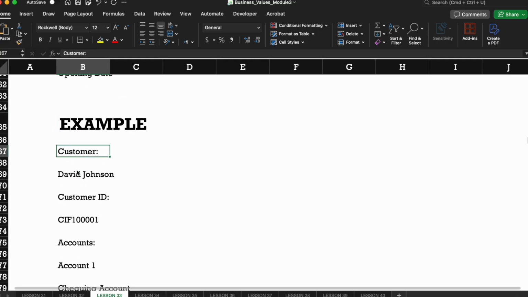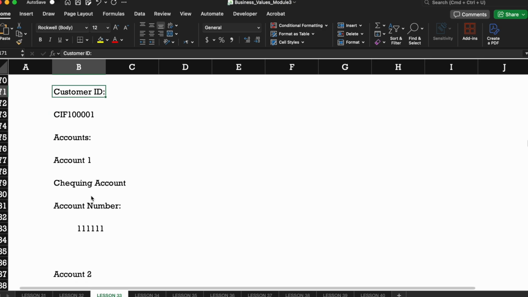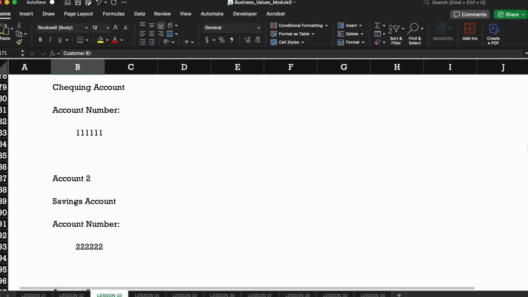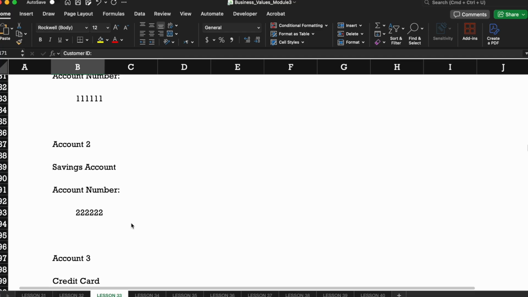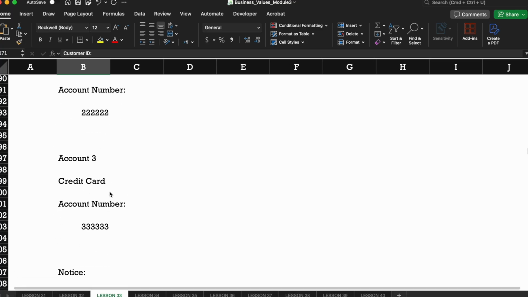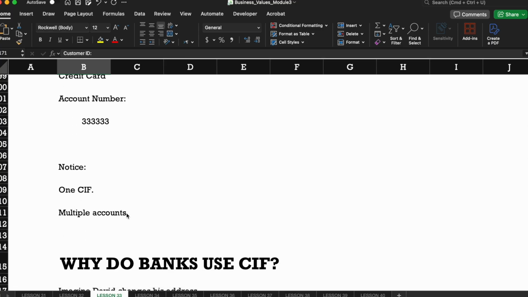Example: customer David Johnson, customer ID CIF 10001. Accounts: account number 1, checking account number 1111; account number 2, savings account number 2222; account number 3, credit card, account number 3333. Notice one CIF, multiple accounts, right?